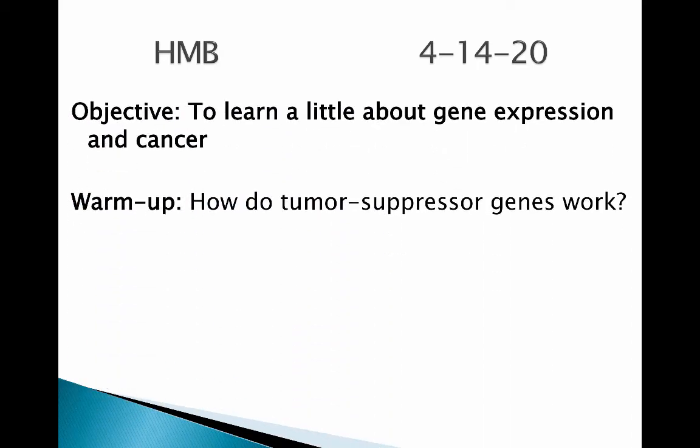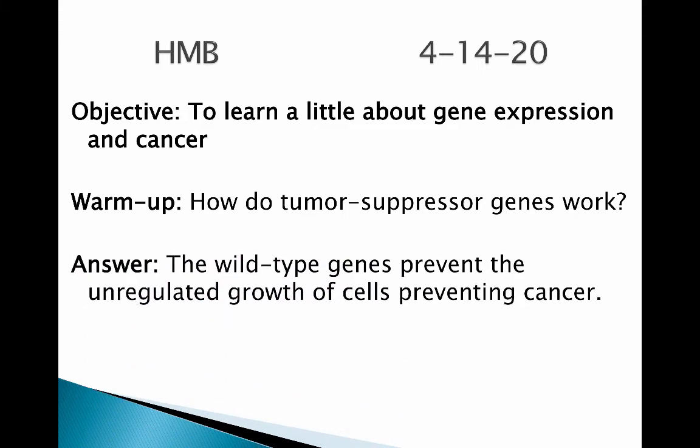Okay, so now we're moving on to part 2 of chapter 14, or part B as I have it listed on your note-taking sheet. So the first question is, how do tumor suppressor genes work? What do they do? What does it mean? Well, the wild-type genes that are tumor suppressors prevent unregulated cell growth, preventing cancer. Now, as you'll see later, there's a couple of different mechanisms by which different tumor suppressor genes can work to prevent cancer.